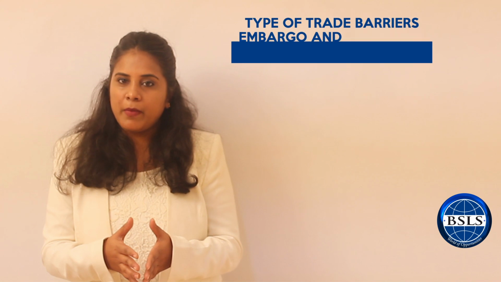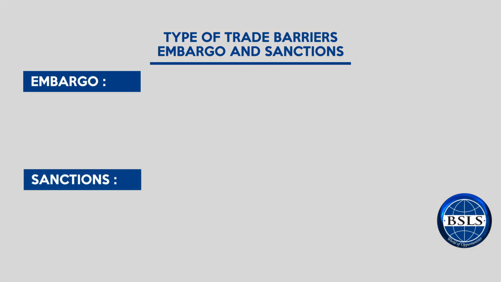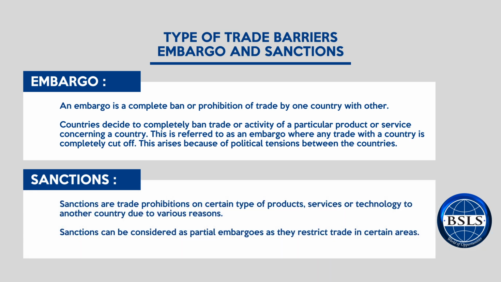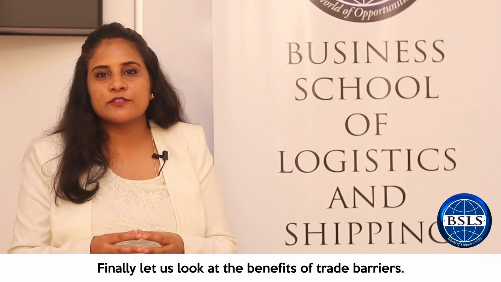Now let us discuss embargoes and sanctions. Embargoes and sanctions are political trade restrictions put in place against a country with an aim to maintain and restore international peace and security. Embargoes are barriers which completely ban or prohibit any kind of trade between two countries. Sanctions, on the other hand, do not completely ban, however, prohibit trade in certain areas of goods, services or technology depending on various reasons.